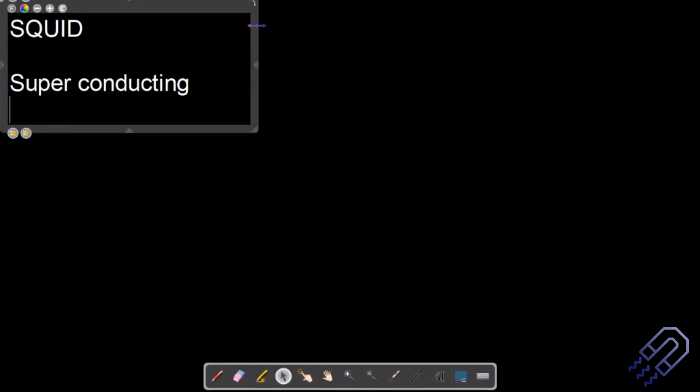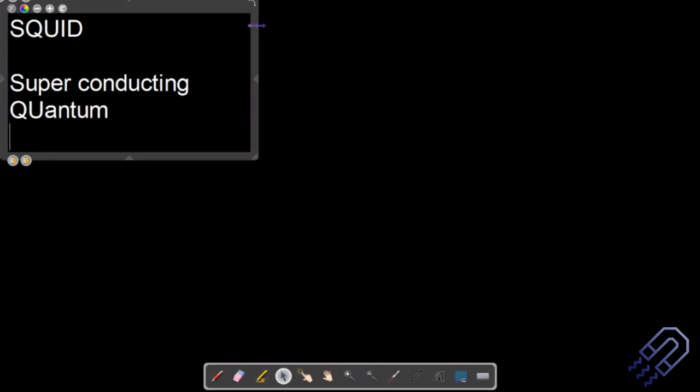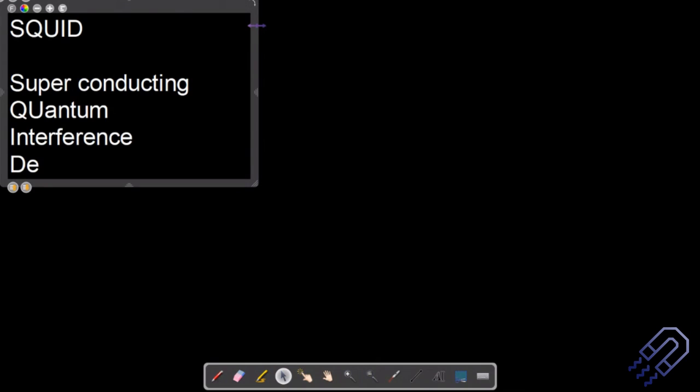And QU is actually a word which is based on quantum mechanics. So it is quantum. And then we have got I, so I is interference. And then finally D, which is device. So all the capital letters are nothing but the acronym for superconducting quantum interference device.